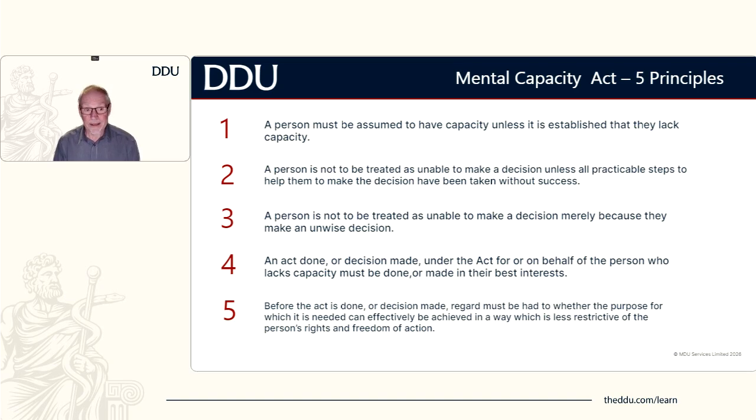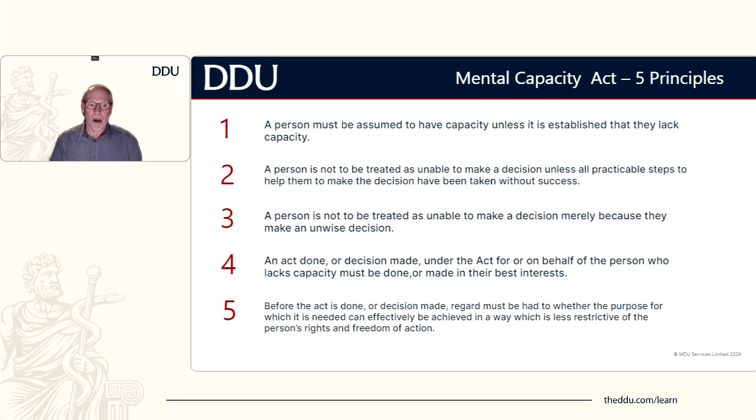The third one is that a person is not to be treated as unable to make a decision merely because they make an unwise one. Basically, patients can make silly decisions if they want to. It doesn't mean that they lack capacity. We as clinicians can't do that. We can't make silly decisions. We have to act professionally, but patients can make an unwise choice. It is ultimately their own.